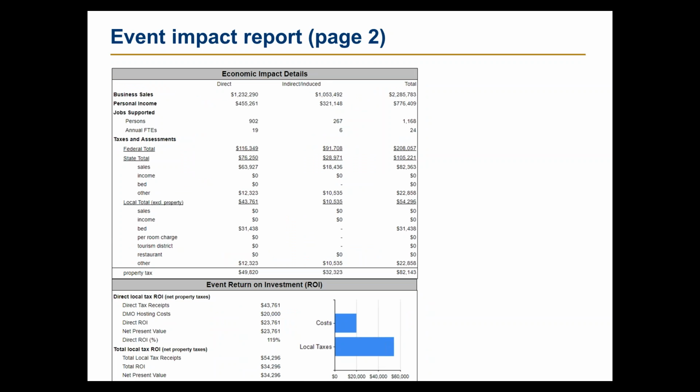The second page provides additional detail with direct, indirect, and induced and total impacts across sales, personal income, jobs, and taxes by type of tax. And finally, the report assesses the return on investment of the event by comparing the taxes generated by the event to the costs that are incurred by the destination to host the event.